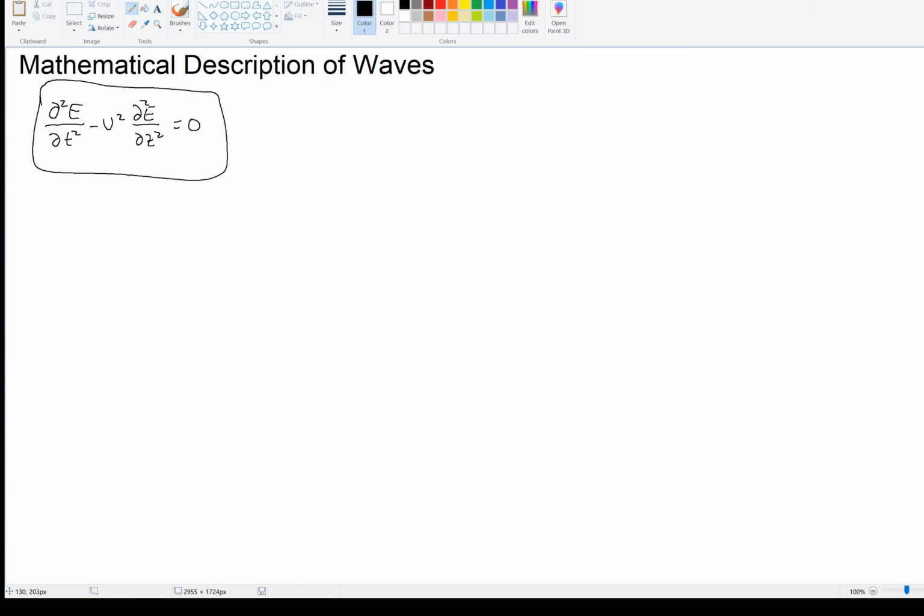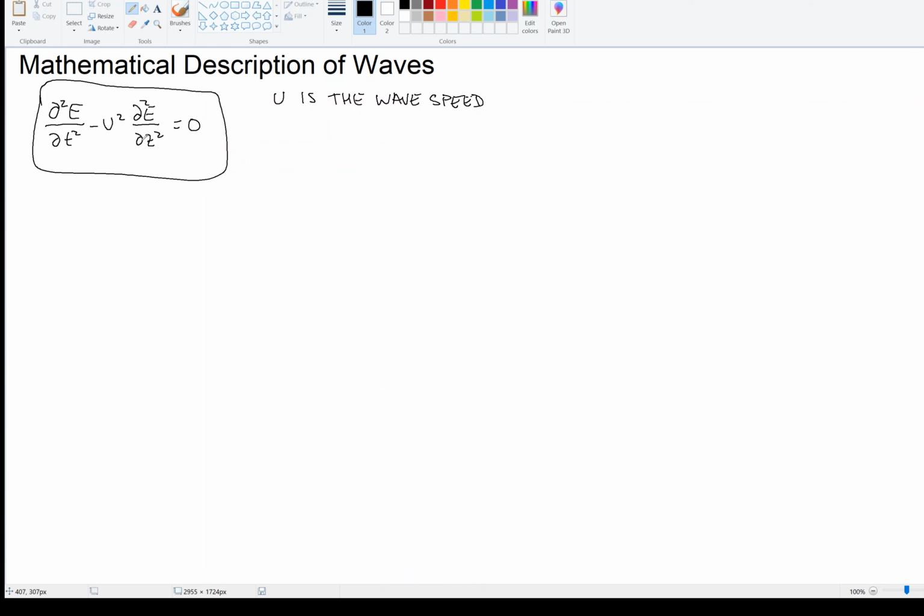And u here is a constant, and u is the wave speed. And some texts, some references will call this the wave velocity, and I don't like velocity because u is a scalar, not a vector. And so you can think about what you remember from physics about the difference between speed and velocity, and speed was the scalar. And so I'm going to call this the wave speed.